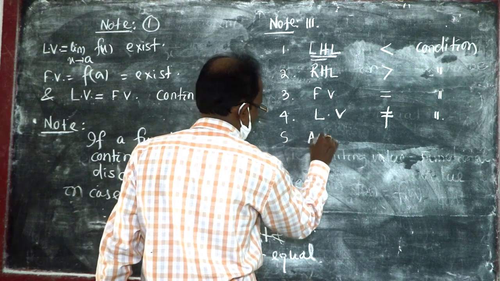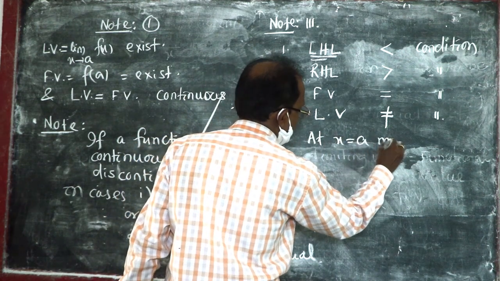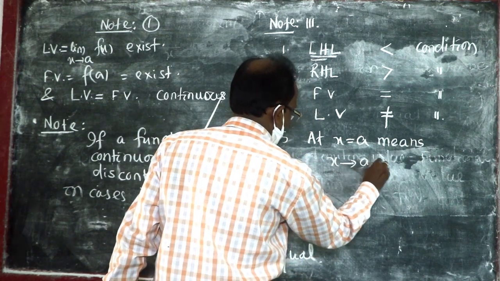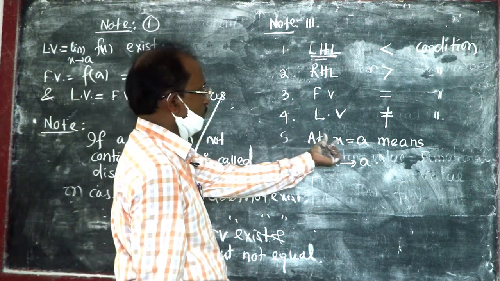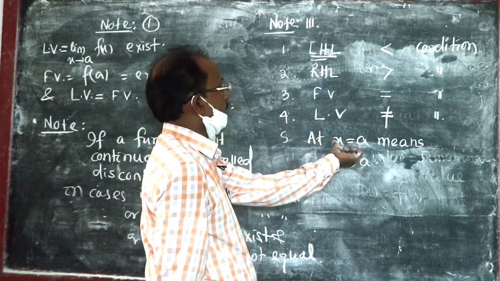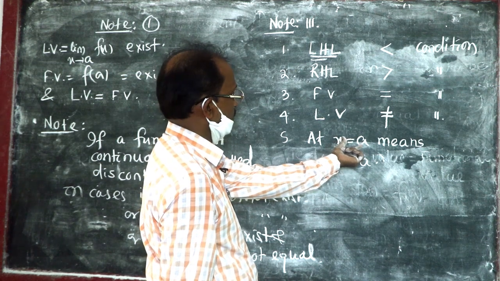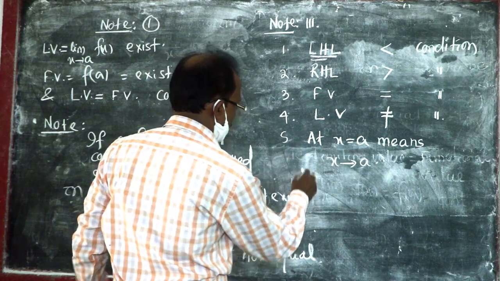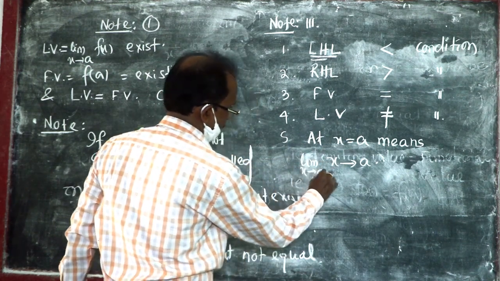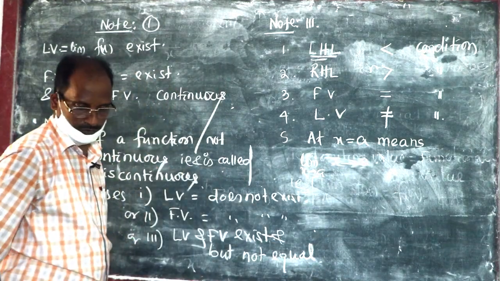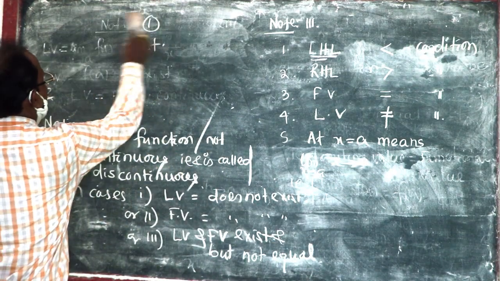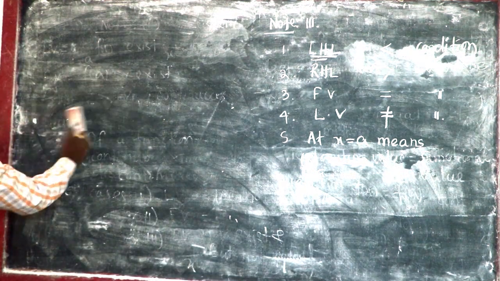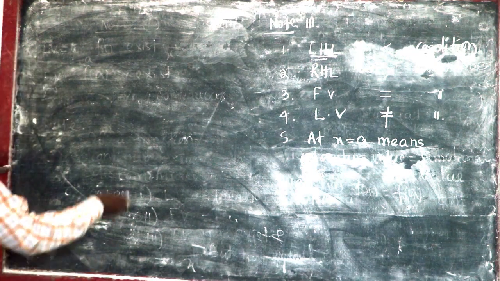Suppose at x is equal to a, the point is given. We shall test the continuity or discontinuity of this function at the given point a, that is, limit x tends to a. We shall take an example.